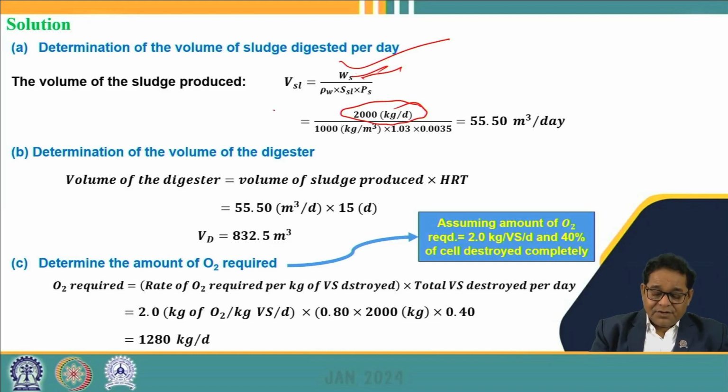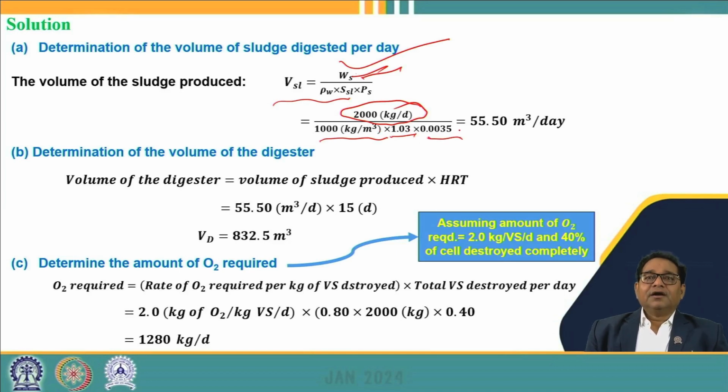And if we use this equation as we have read earlier, here we can put the value of density of water, then the specific gravity of the sludge which is 1.03, and then the 0.35% of the solids. So by putting these values we can get how much volume of the sludge solids is produced per day.